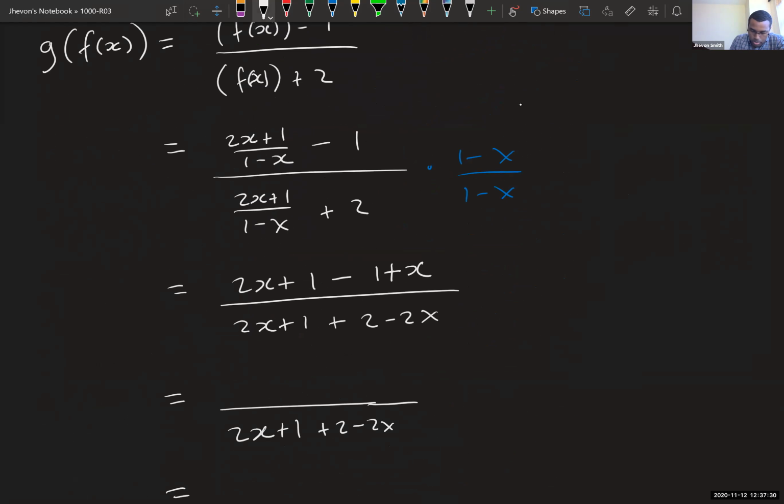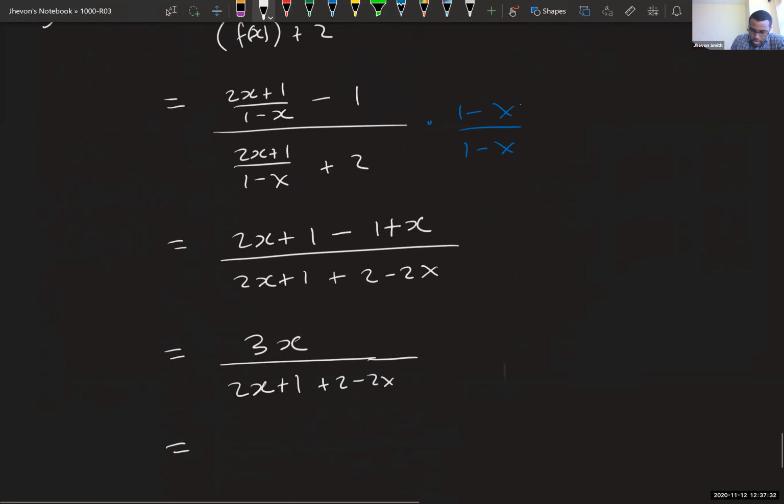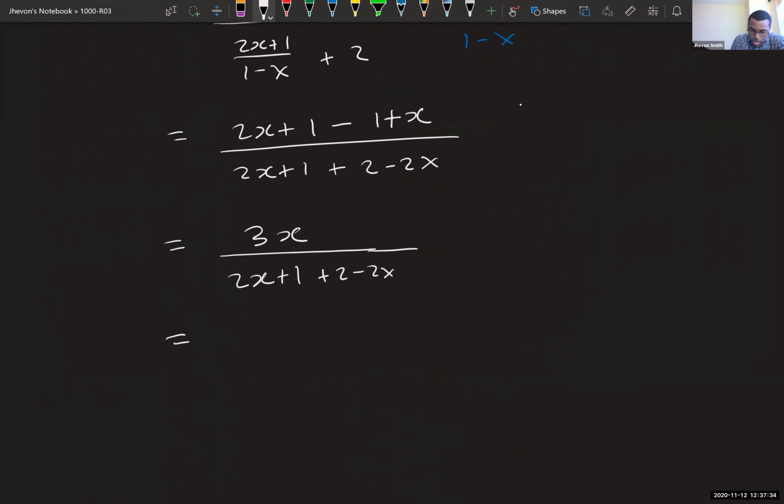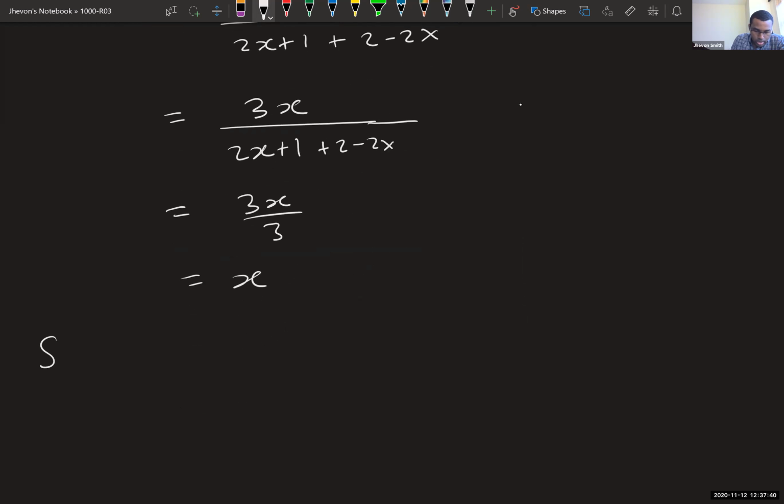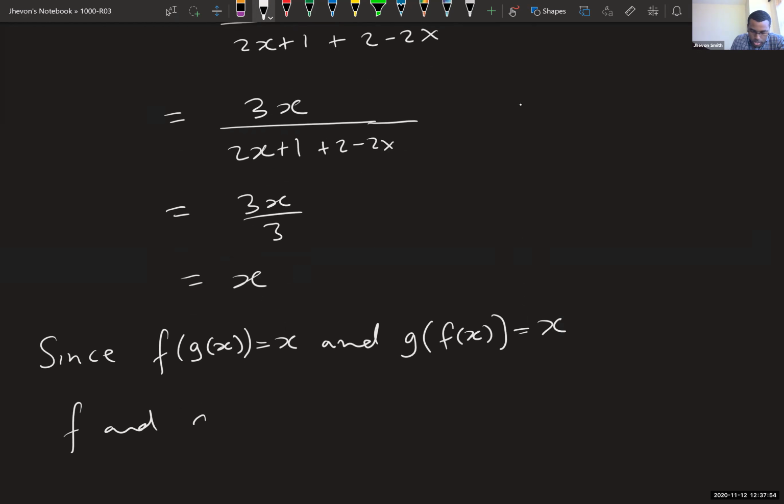Okay, so on top here now I would have 3x. Right, and on the bottom I would have 3. So I get x again. So now I can say since f of g of x equals x and g of f of x equals x, f and g are inverses of each other.